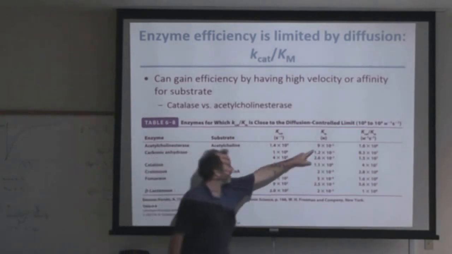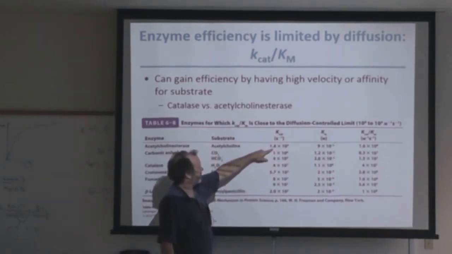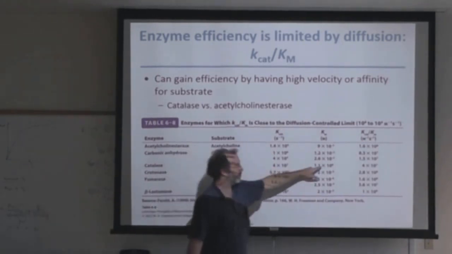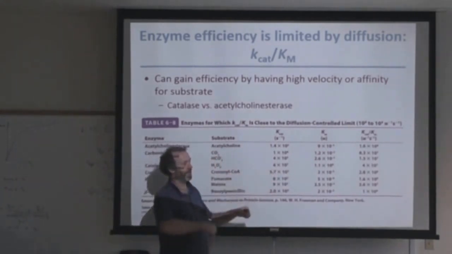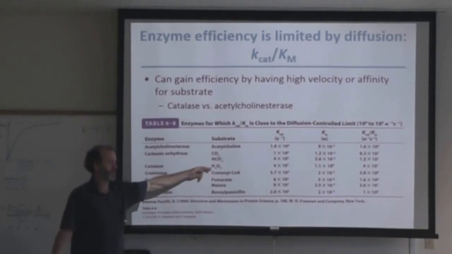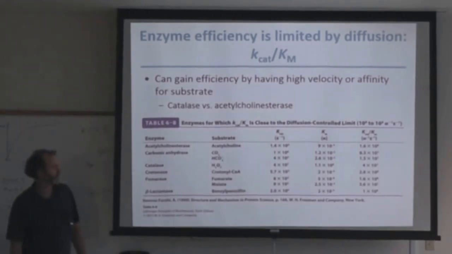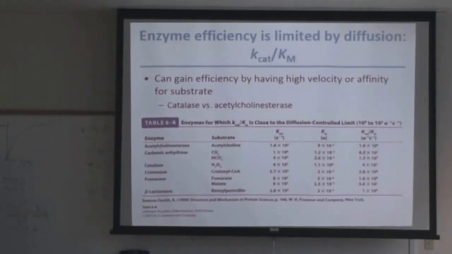enzymes work. This one has a high binding affinity, 10 to the minus 5, and a somewhat okay Kcat, whereas this is really fast, but has really low binding affinity. The thing is, it's so fast, it immediately converts peroxide to water, basically, and oxygen. So it breaks it down really fast.